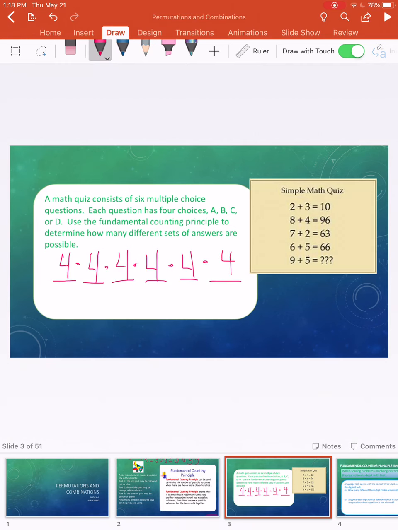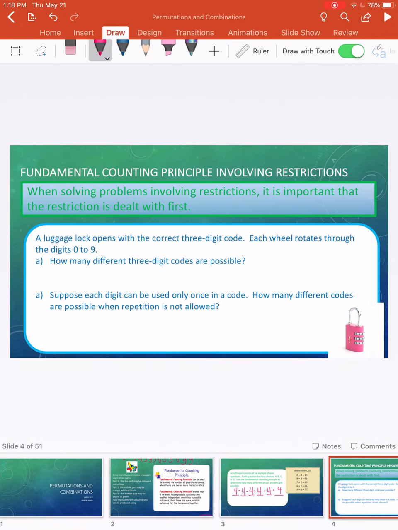Okay, so if I multiply these 4s all together, I'd have 4 to the power of 6, which is 4,096, which is crazy. Those are all the possible keys that you can make for this 6-question quiz. So if you were to write a quiz with only 6 questions and you had no idea which answers were right or wrong and couldn't eliminate any answer, you'd only have a 1 out of 4,096 chance of getting all the questions right.